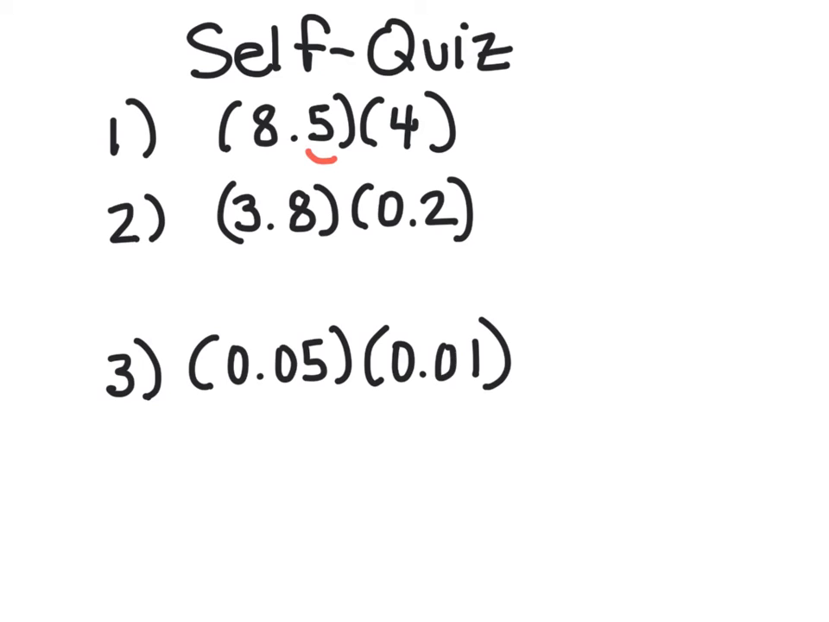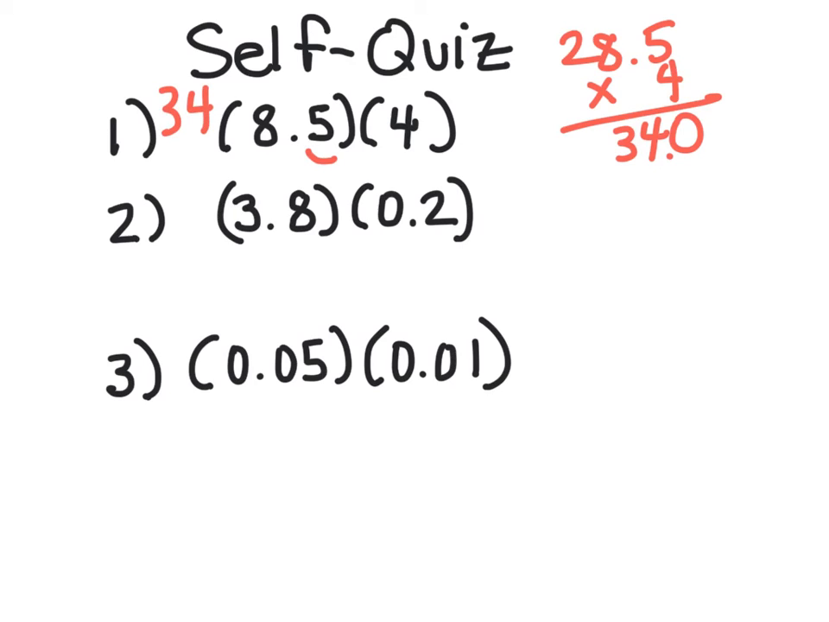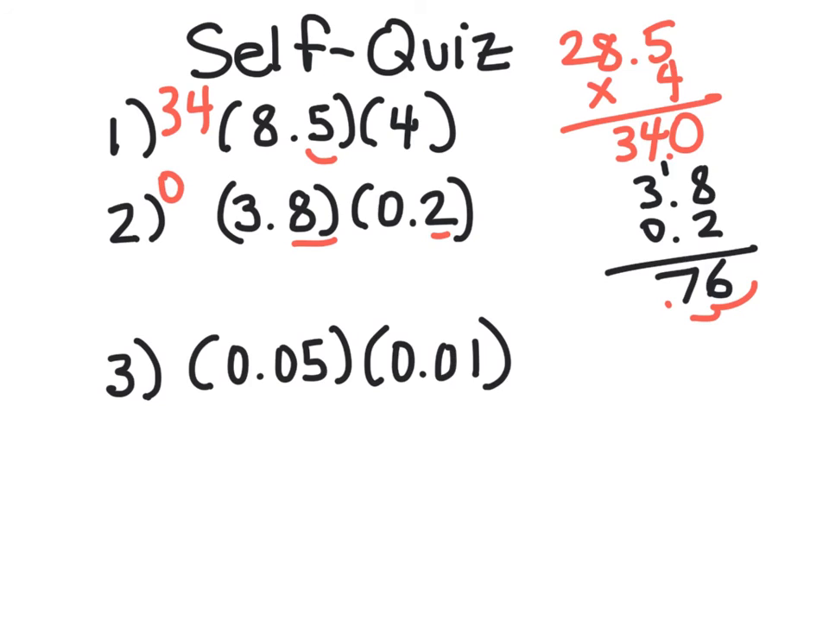Welcome back from pausing the video. Our first answer, we're going to have 8.5 times 4, and that one comes out to be 34.0, or just 34. Okay, so how'd you do on that one? Okay, the next one, we have 3 8/10 multiplied by 2/10. So multiplying and then placing the decimal point, there's 2 decimal places, so 1, 2 in the answer. So for that one, we should get 76 hundredths, or 0.76. Did you get that one right?